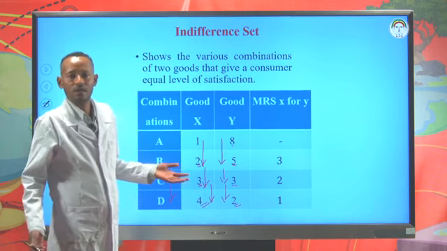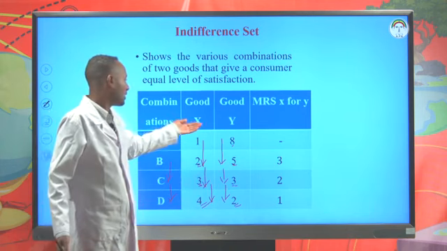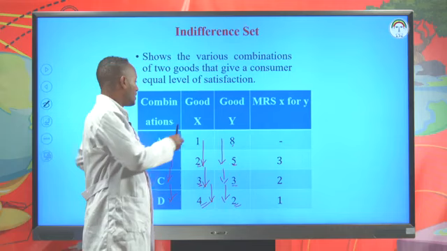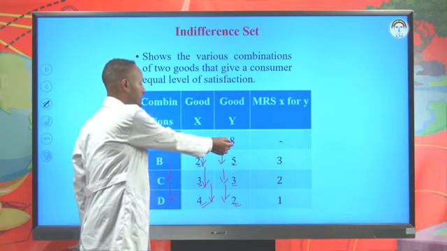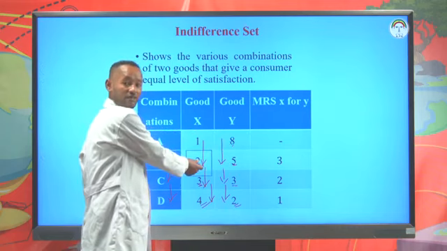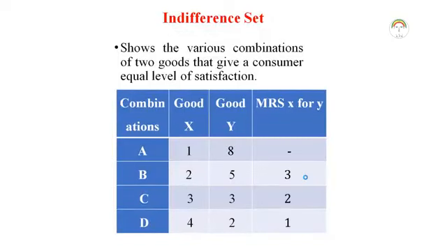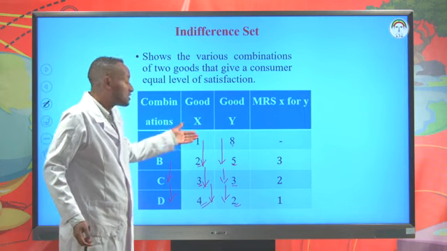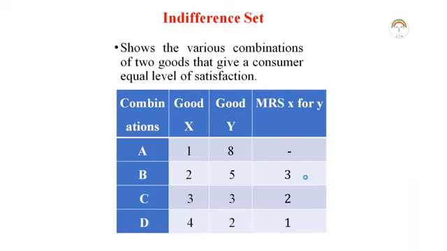For example, let's take this X as orange and this Y as banana. This indicates that the satisfaction that we get from 1 orange and 8 bananas is equal to the satisfaction that we get from 2 oranges and 5 bananas. Because as we increase consumption of orange, we are declining consumption of banana.